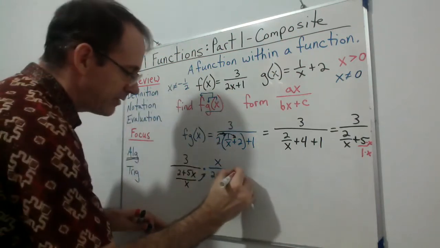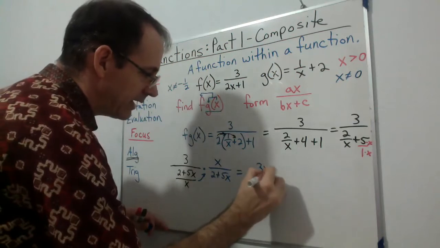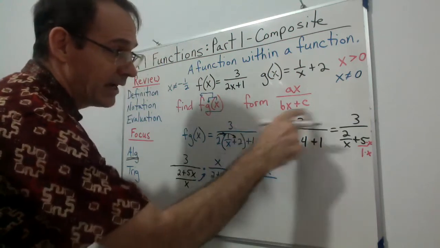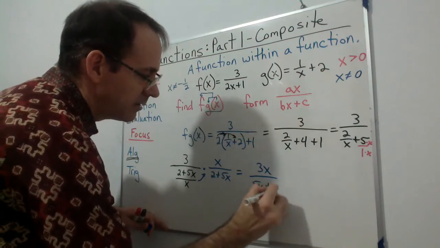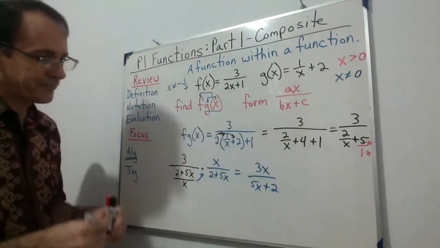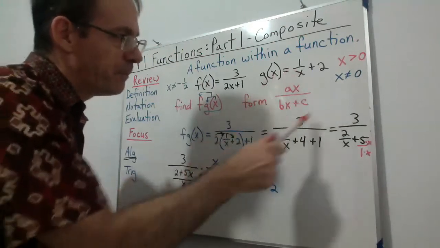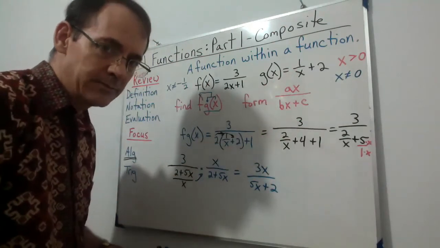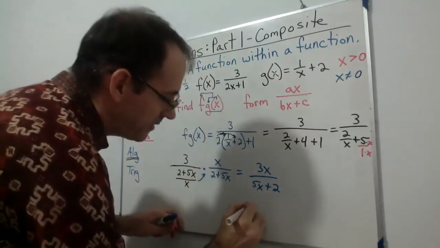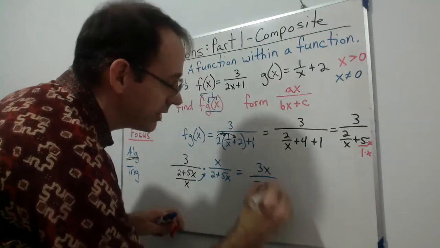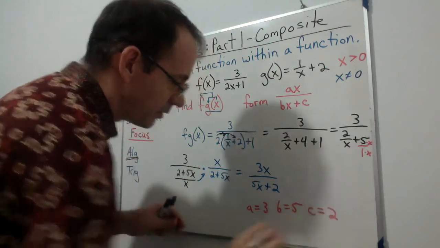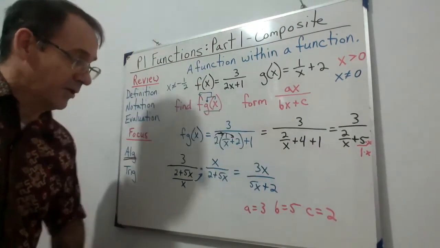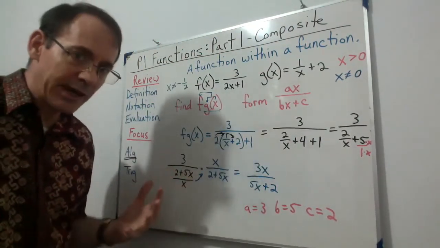We multiply this out. We now get 3x over, and they want it in this order, so we put the 5x first plus 2. So now we've matched the form that they want. And if you're identifying your parts, A equals 3, B equals 5, and C equals 2. So we got a little bit of algebraic practice here.